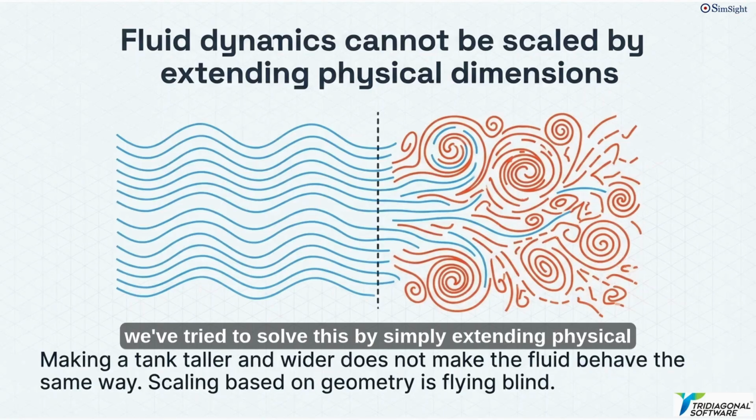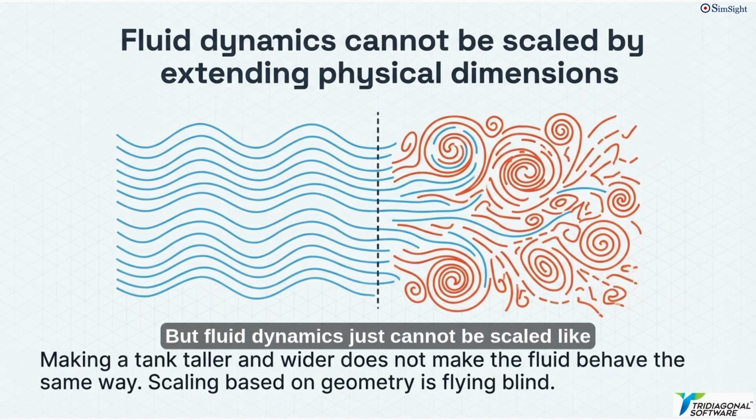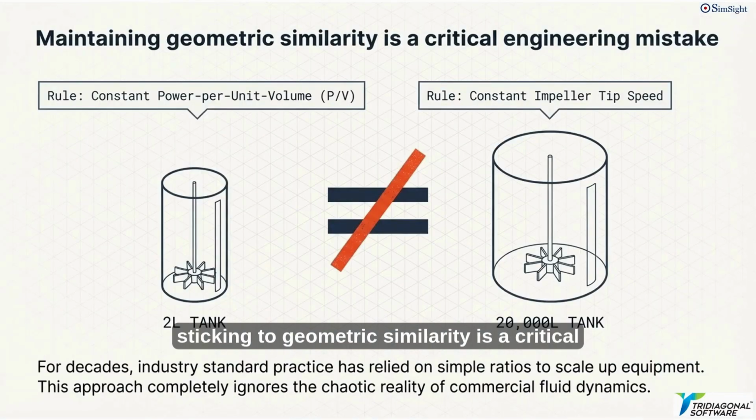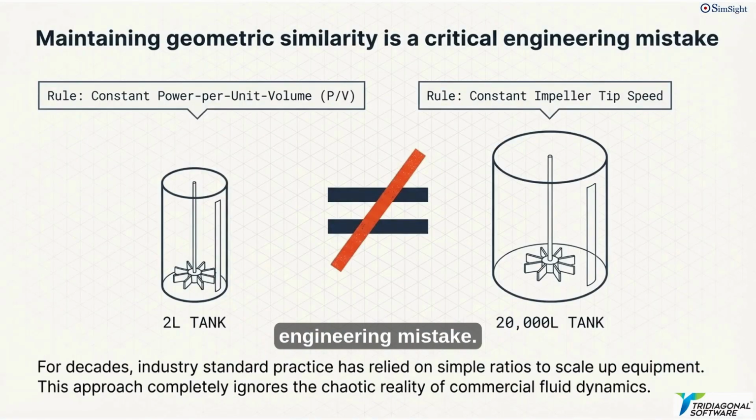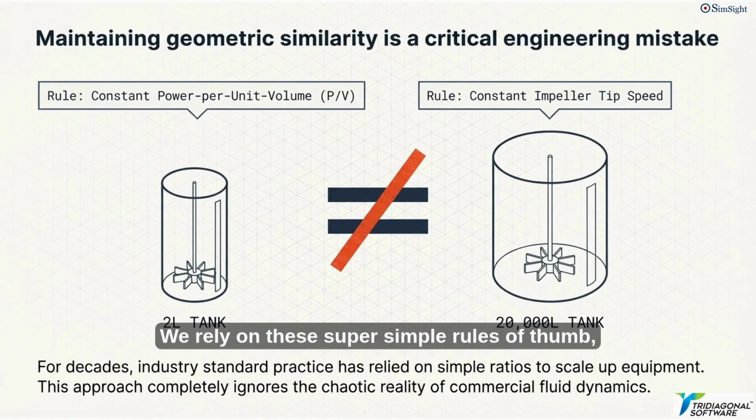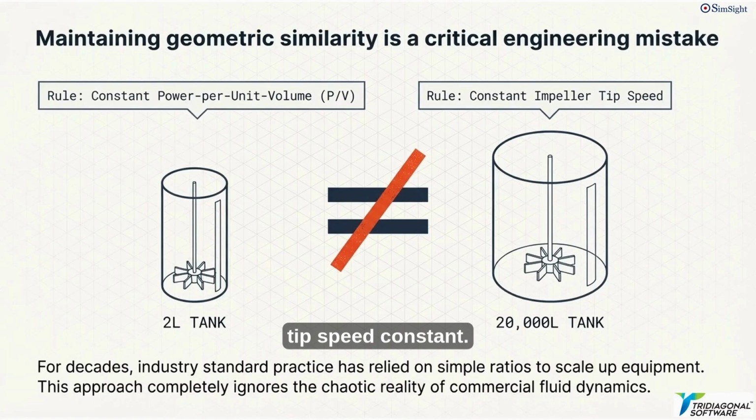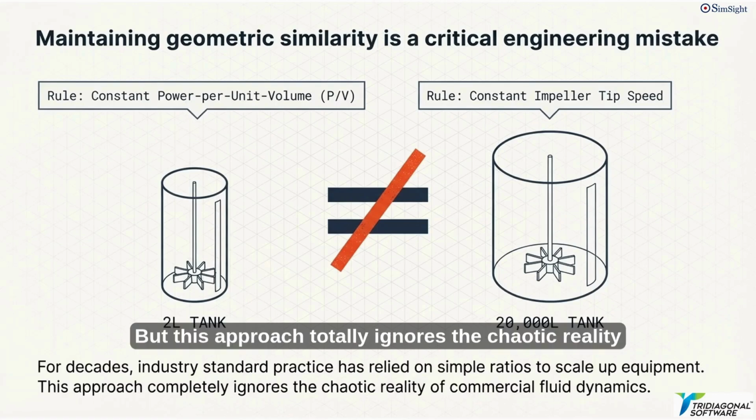Now, for decades, we've tried to solve this by simply extending physical dimensions. But fluid dynamics just cannot be scaled like that. Making a tank taller and wider does not mean the fluid inside will behave the same way. Scaling based purely on geometry is basically flying blind. In fact, sticking to geometric similarity is a critical engineering mistake. We rely on these super simple rules of thumb, like trying to keep P over V or impeller tip speed constant. But this approach totally ignores the chaotic reality of commercial fluid dynamics.